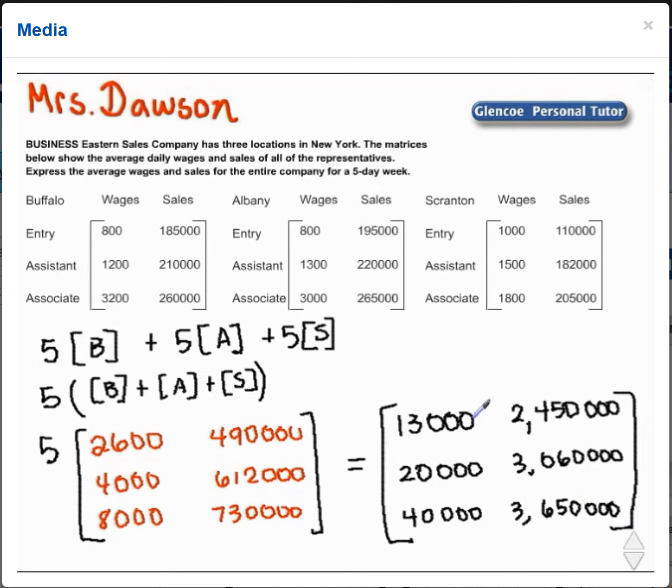So the final matrix indicates the average weekly sales and wages for all of the representatives of the company. So this is the entire company with all 3 cities, where we can see the entry wages are $13,000, the assistant wages $20,000, the associate wages $40,000, the entry sales $2,450,000, the assistant sales $3,060,000, and the associate sales $3,650,000.